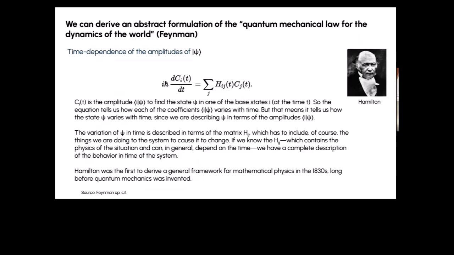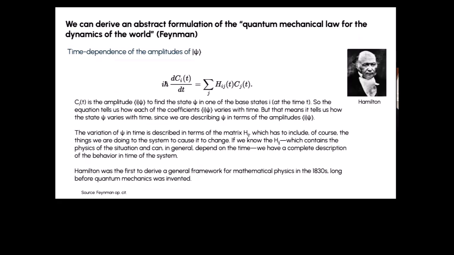This shows you kind of a precursor to the Schrödinger equation, which is an equation that describes the relationship between the C, which I will explain in a minute, and the Hamiltonian. So what is this? Ci of t is the likelihood to find a particle in one of the base states. So this is like what I said here.